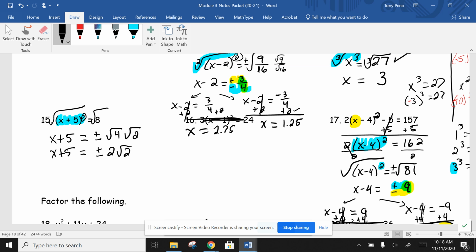So now it's up to you with these radicals. So we can still set up our two equations. We can say x plus 5 equals the positive 2 root 2. This is probably not a bad idea, really. And then you can do x plus 5 equals a negative 2 root 2. Totally fine.